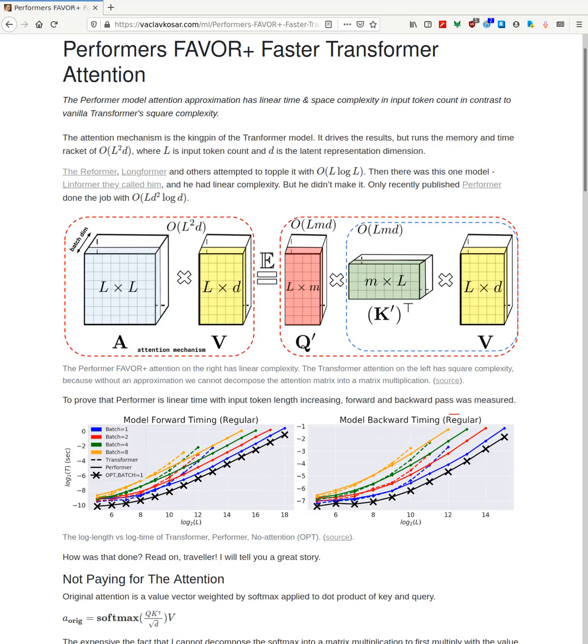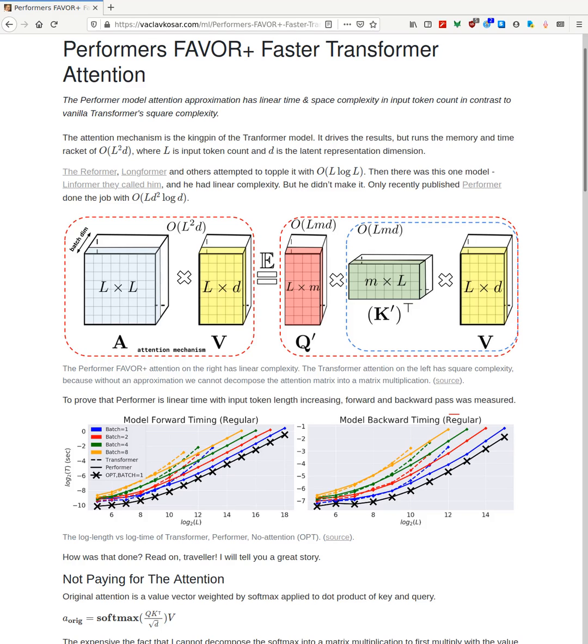The Performer model attention approximation has linear time and space complexity in the input token count, in contrast to vanilla transformers' square complexity. So this is about the paper called Rethinking Attention with Performers. On my page I call this Performers Favor Faster Transformer Attention.